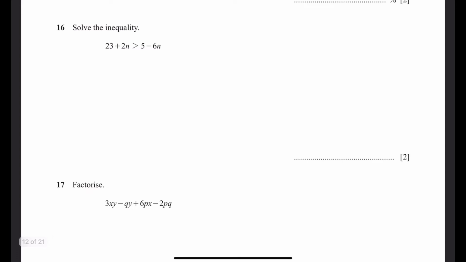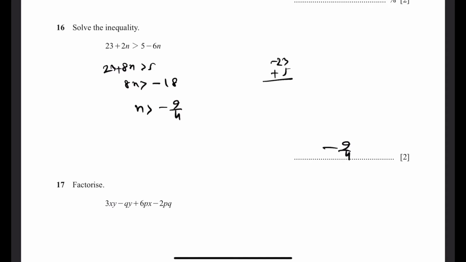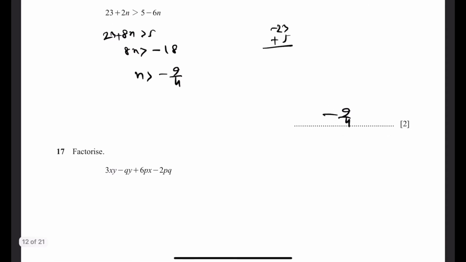Now let us solve these inequalities. Adding 6n to both sides, so this is 8n. Subtracting 23 on both sides, 8n greater than minus 18. So n greater than minus 9 by 4. Okay, now factorize this one.